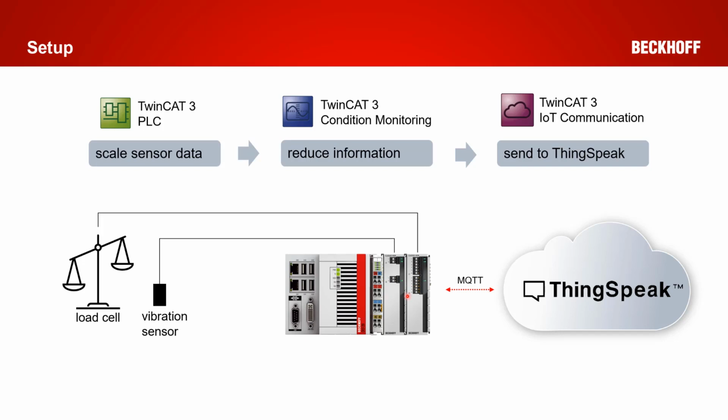the system. We will use the TwinCAT PLC to scale the incoming data stream from the terminals. We will then use the TwinCAT 3 Condition Monitoring library to reduce the information content before we finally send the information via MQTT to ThingSpeak using the TwinCAT 3 IoT Communication library. So let's get started in TwinCAT.